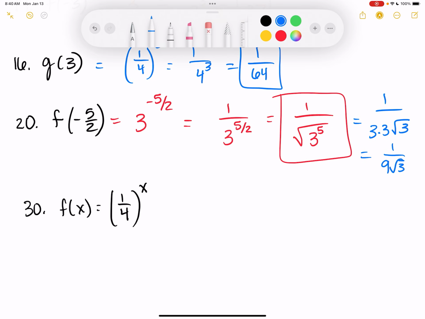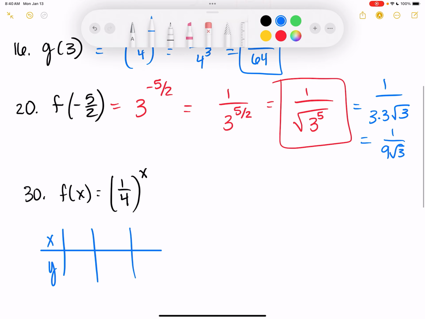So what I like to do is make a table of x and y values. And I like to pick numbers that are super easy to plug in.